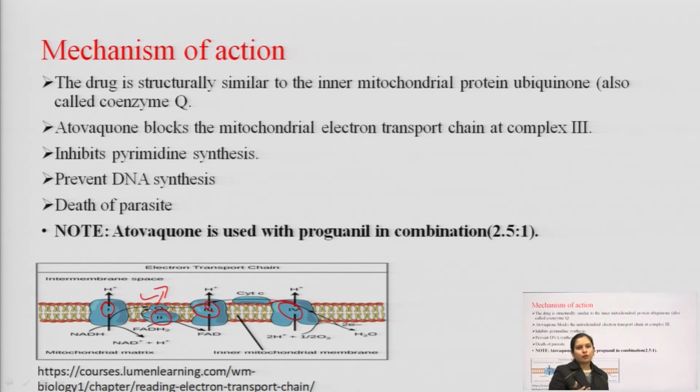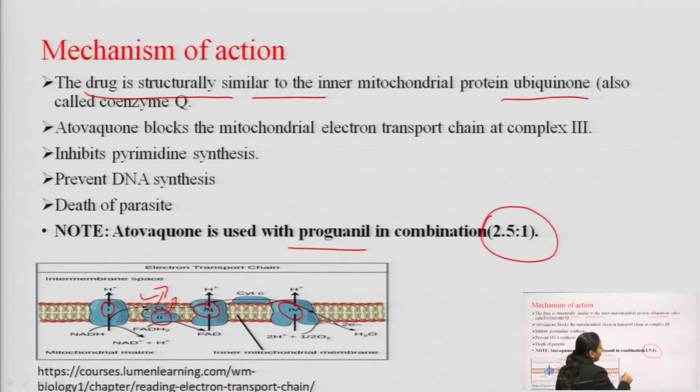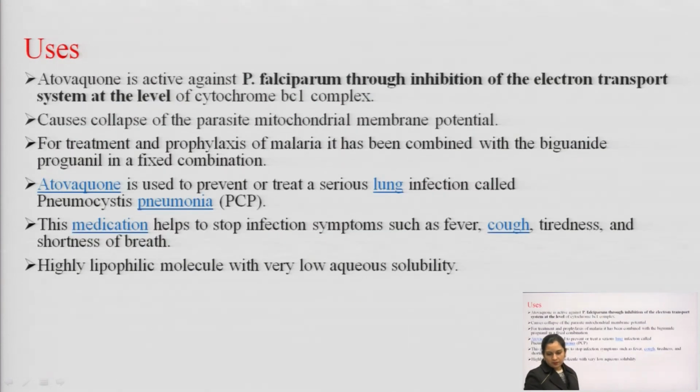electron transport chain. Why? Because this drug is structurally similar to the inner mitochondrial protein ubiquinone. This ubiquinone is present adjacent to complex 2, and hence the drug inhibits the electron transport chain by binding to complex 3, inhibiting it at this stage only. It is used in combination with proguanil in the ratio of 2.5:1. It prevents DNA synthesis and leads to the death of parasites.